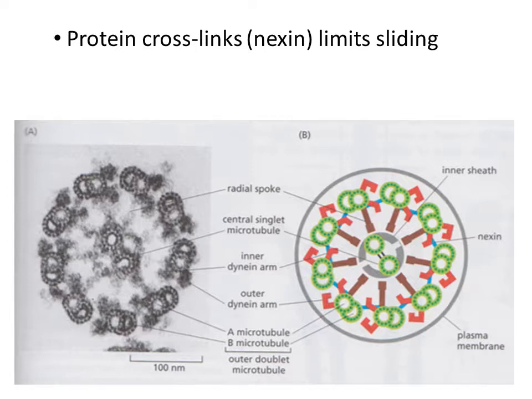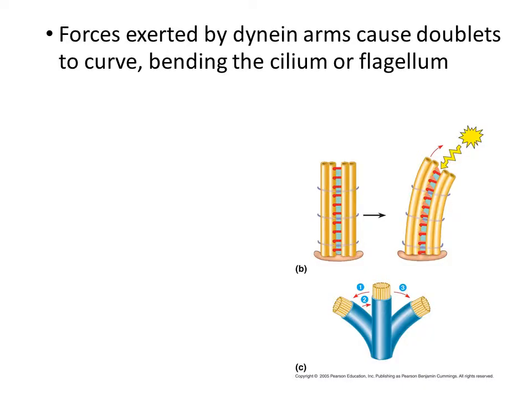Also involved in the rhythmic movement of the flagella and cilia is protein cross-links called nexin. This nexin is going to limit the sliding effect of the microtubule doublets. Forces exerted by dynein arms will cause a doublet to curve. This will therefore bend the cilia and it will bend the flagella.